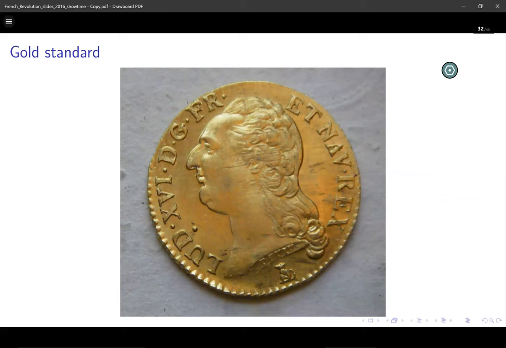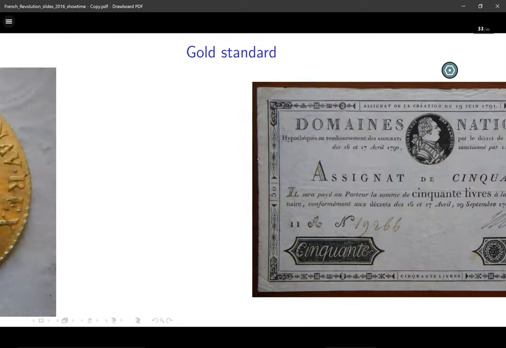See this person, that's Louis the 16th, King of France. France was on the gold standard, and they issued coins like that. If you were a French citizen, you knew what your king looked like. And the reason is, if you were lucky enough, you might have seen one of these coins. That's how you knew what he looked like.